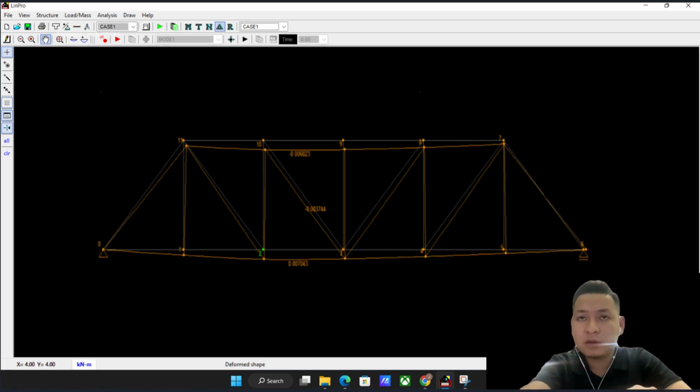For deflection, we found that the maximum deflection is located at the middle point, joints 2 and 3, with a value of 0.07043, and it is downward.